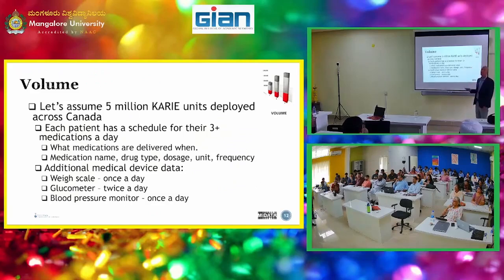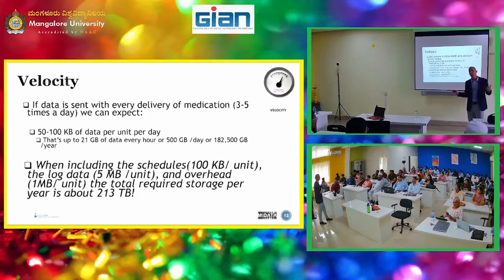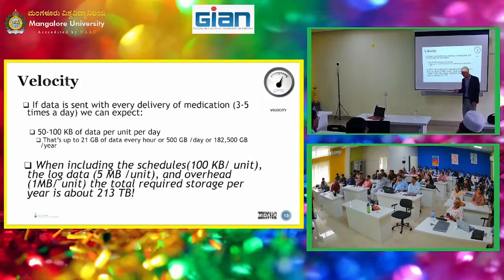So we're going through the V's. Volume: in this case, we assume 5 million units deployed in Canada, and each is scheduled for 3 medications a day. When they're delivered, there's the name and all the information about the medication, plus additional integrated devices, let's say the plugins, the weight scale, the chronometer, and those types of things. So here's the volume, tons of data. This is for 5 million people. That's my neighborhood. In Canada, 5 million people would be a large proportion of the country.